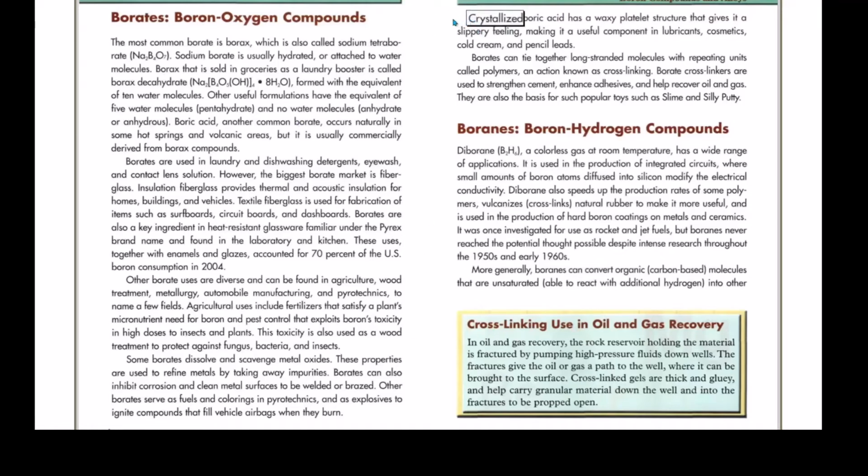Crystallized boric acid has a waxy platelet structure that gives it a slippery feeling, making it a useful component in lubricants, cosmetics, cold cream, and pencil leads.